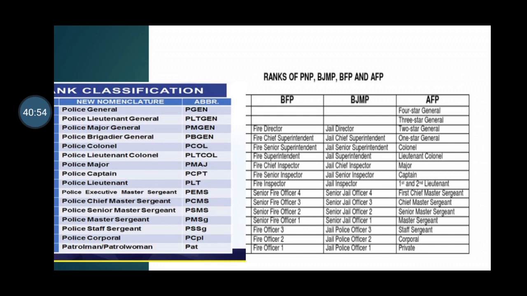Ayan. So, try to take a look at also the distinctions in between the ranks of PNP, BJMP, and BFP as well. Ayan. So, nakikita po ninyo sa screen kung ano yung kanilang pagkakaiba, no? So, for the BFP, ang pinakamataas sa kanila is that of a fire director. Ayan. For BJMP would be the jail director. Ayan. Sa PNP naman, they have their 4-star general.